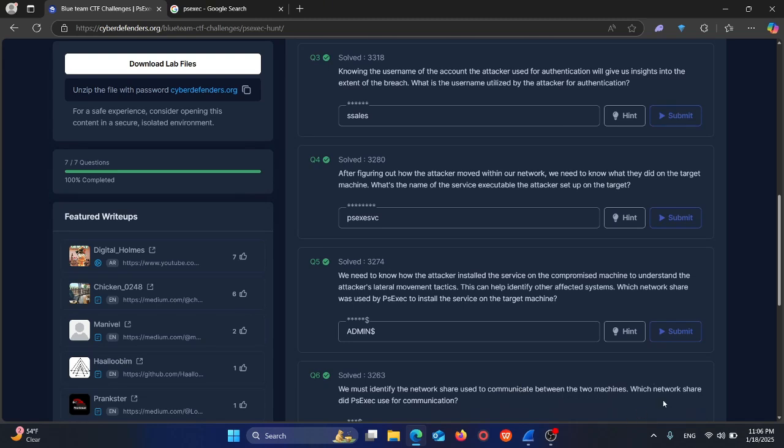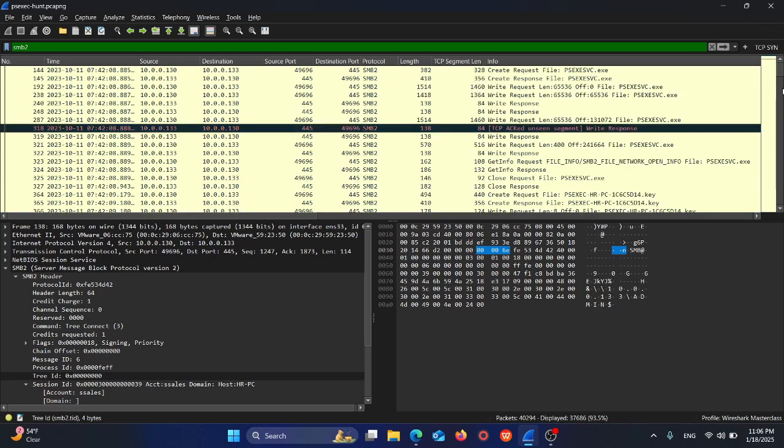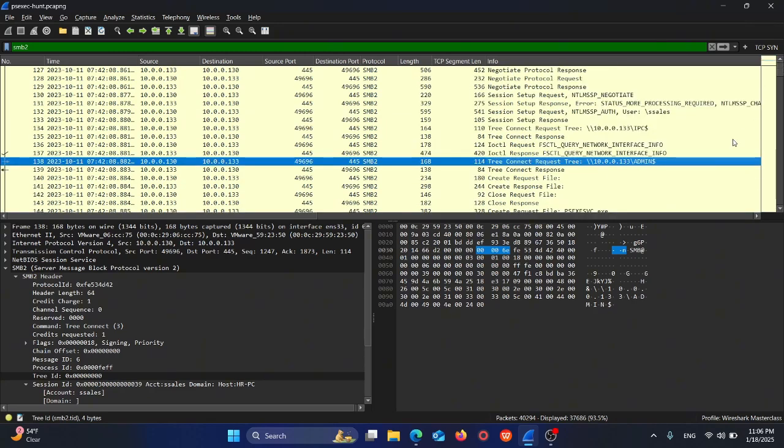All right, and question number six says, we must identify the network share used to communicate between the two machines. Which network share did PSExec use for communication? And of course, this is like the inter-process communication, IPC$. You can check this by going down. We have it here. We have it here already.